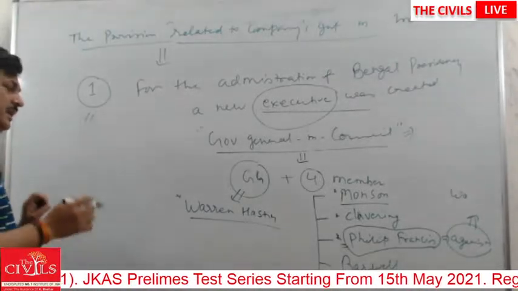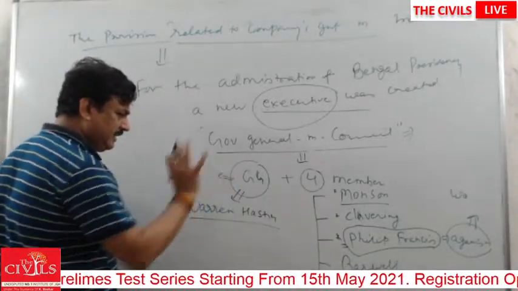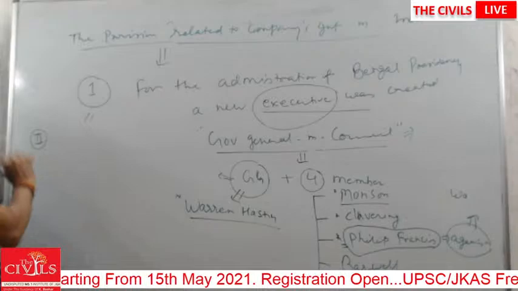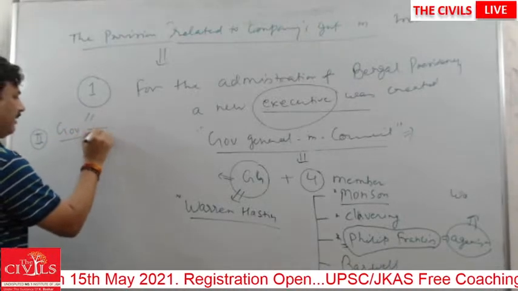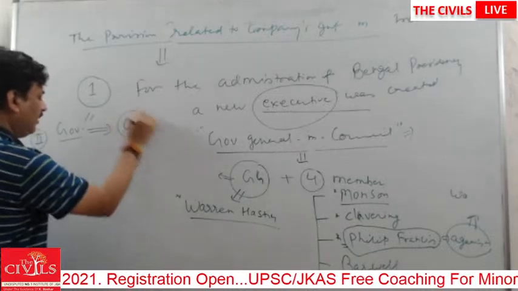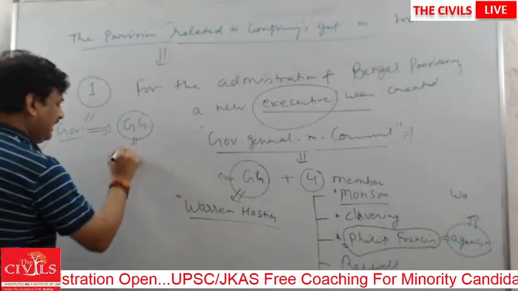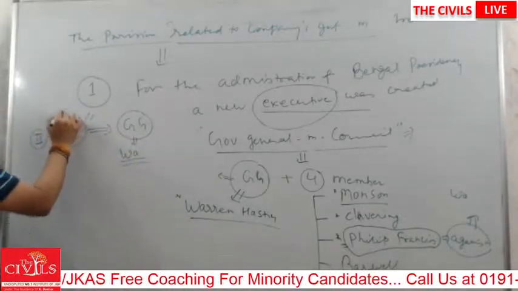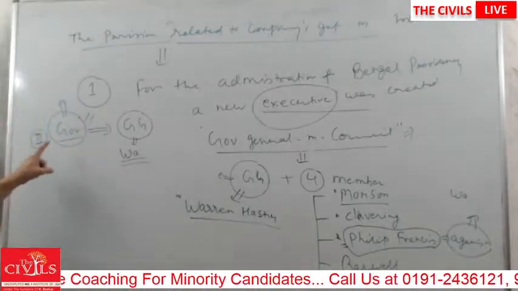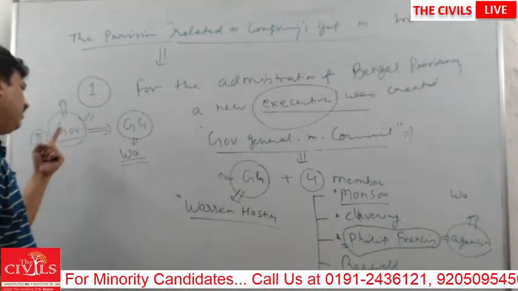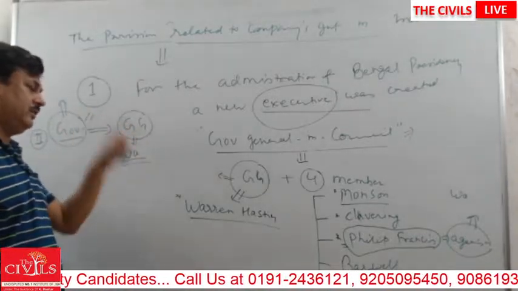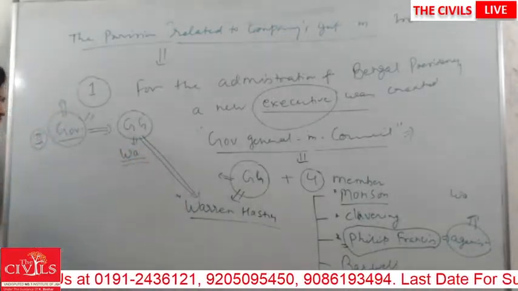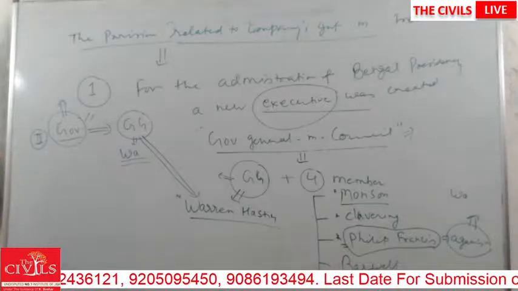Okay, so the decision was taken on the majority basis. The second provision was that the Governor of Bengal became Governor General of Bengal. Warren Hastings was the first Governor General of Bengal, and he was also the first and the last Governor of Bengal. Okay, this was the second provision.